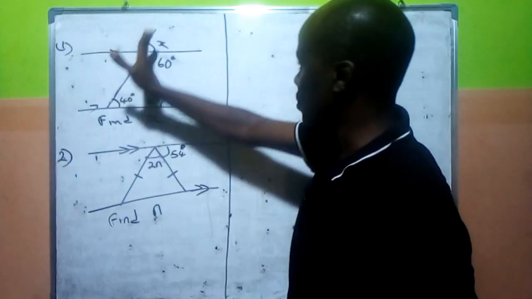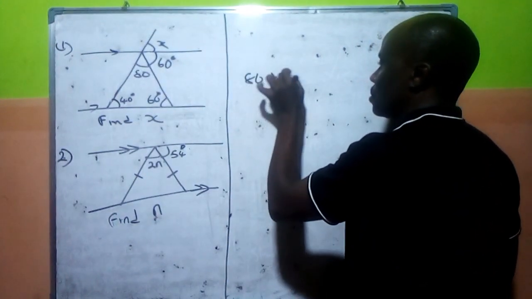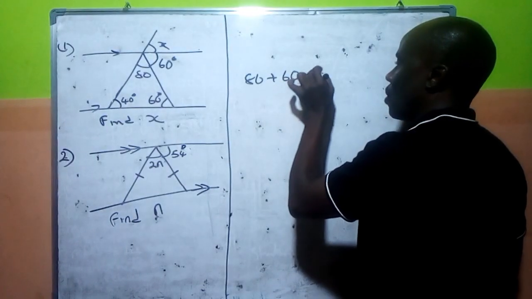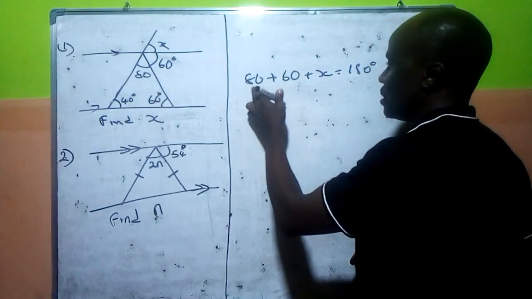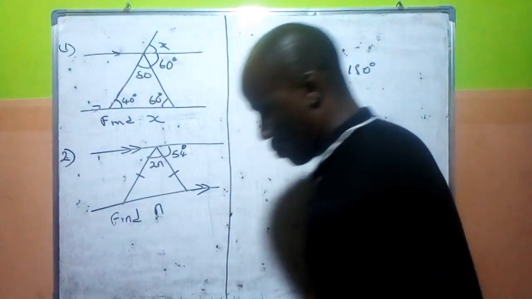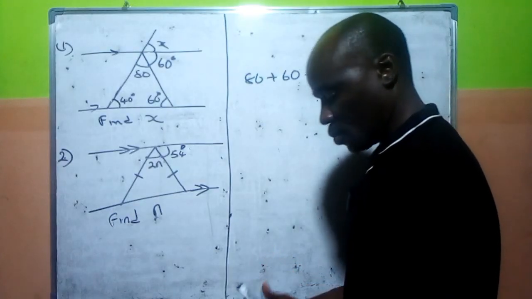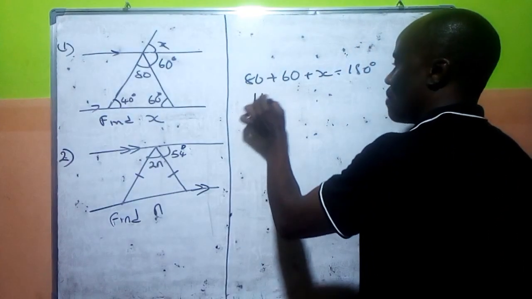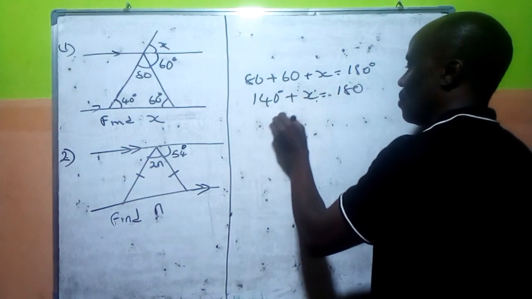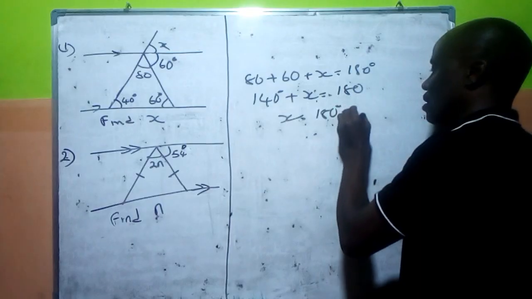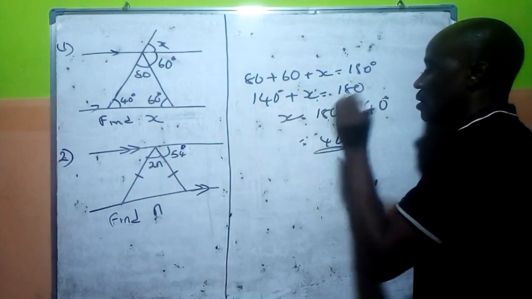So here now is a straight line. So angle on a straight line, we have 80 plus 60 plus x will give us 180 degree. If it's 180 degree, then 80 plus this will give us, I think it should be 140. Let's check. 60 plus 80 will give us 140. So we have 140 degree plus x equal to 180. So the value of x will then be 180 degree minus 140 degree. That will give us 40 degree.